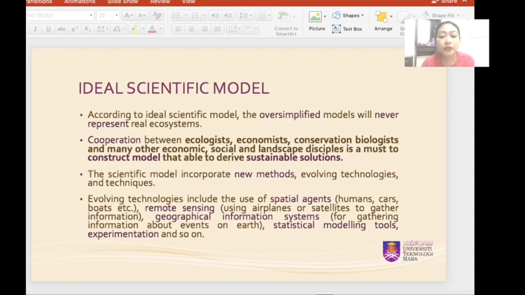The scientific model incorporates new methods, evolving technologies and techniques. Evolving technologies include the use of spatial agents, humans, cars, boats, and so on. Remote sensing, using airplanes or satellites to gather information. Geographical information systems for gathering information about events on Earth. Statistical modeling tools, and also experimentation and so on.